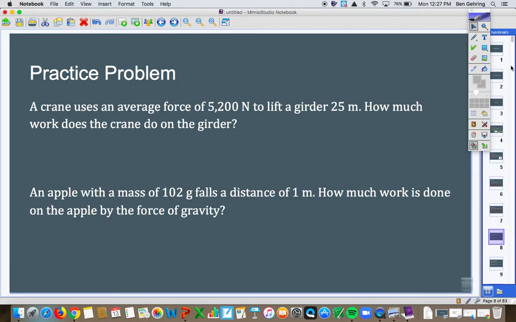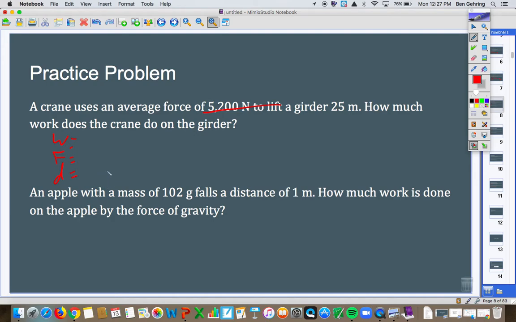All right, couple more. So our first one here is a crane uses an average force of 5,200 newtons to lift a girder 25 meters. How much work does the crane do on the girder? So we know a couple things. So again, we're going to write down what we know. We know that our force, so work, force, and distance.